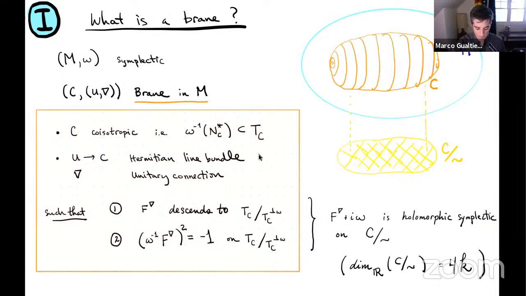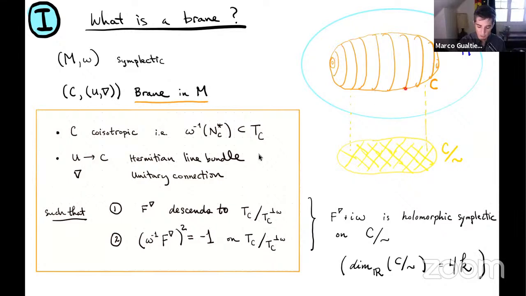Now, the coisotropic is equipped with an extra piece of data, which is a Hermitian line bundle, U, and this line bundle has a unitary connection. The purpose of that connection for now is that it provides us a two-form, the curvature, which is a real closed two-form. This curvature must satisfy two conditions. The first is that, well, I've drawn it here.